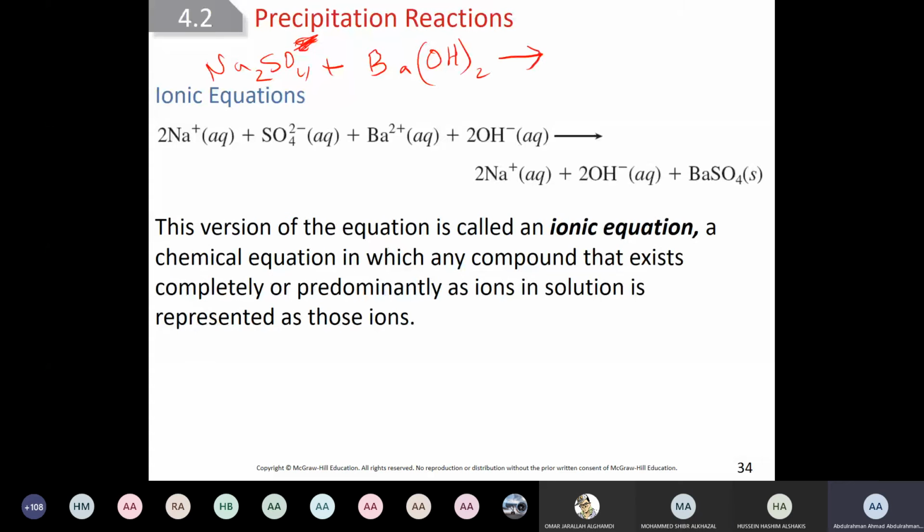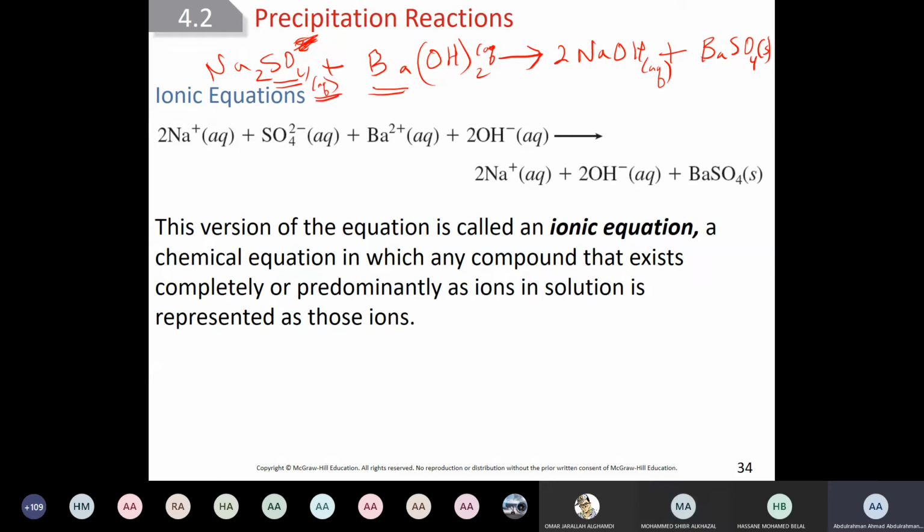When you put them together, what will happen? Barium will see the sulfate and react with it to form BaSO4. And sodium with OH will form 2NaOH. We write aqueous here, aqueous here, and aqueous here.